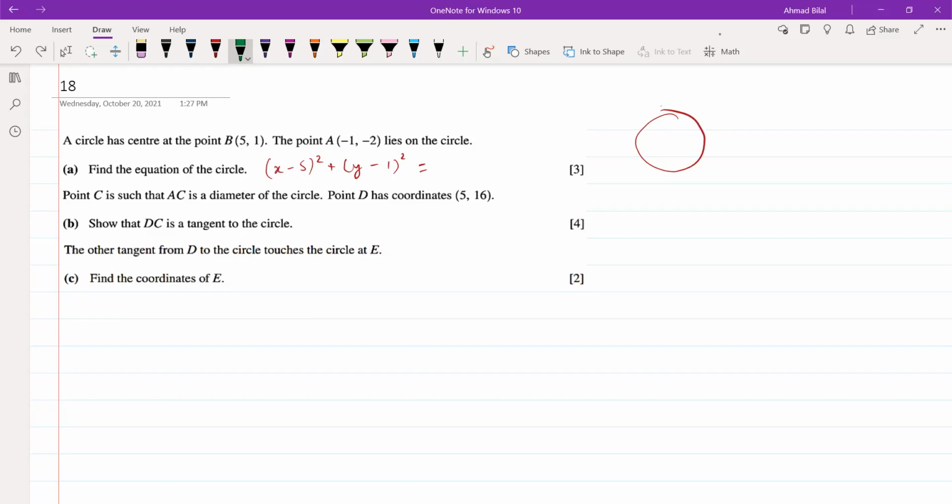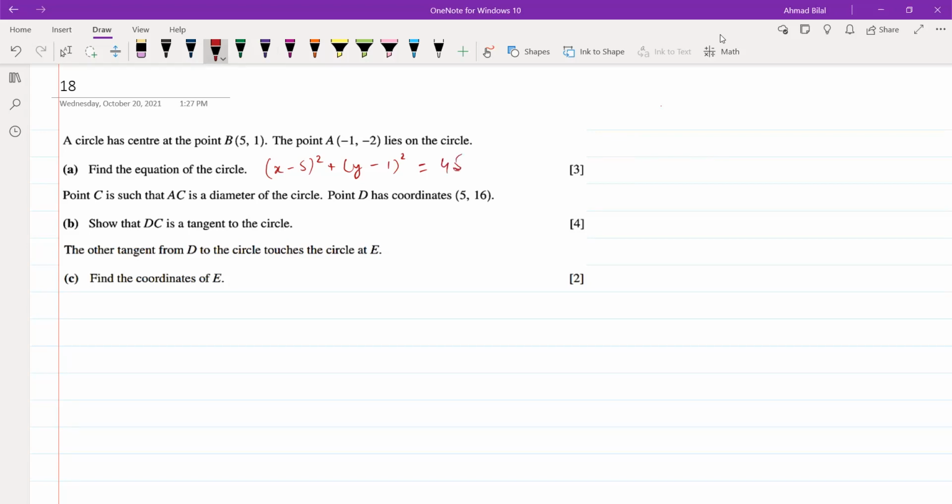Okay. So what can you do? You can find the radius by finding the distance between the center and that point. Find the distance AB. That will be the radius. That's square root of 45. So you have 45 on the right side here. That's the equation of the circle.